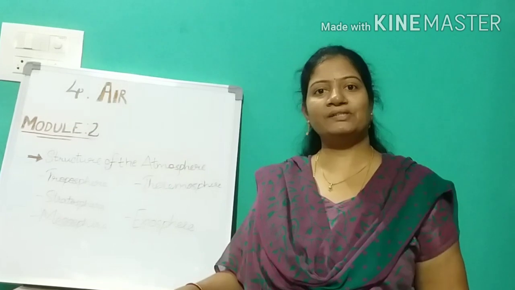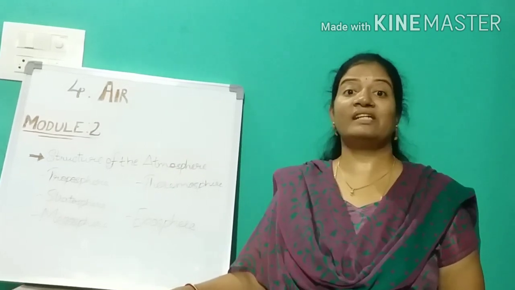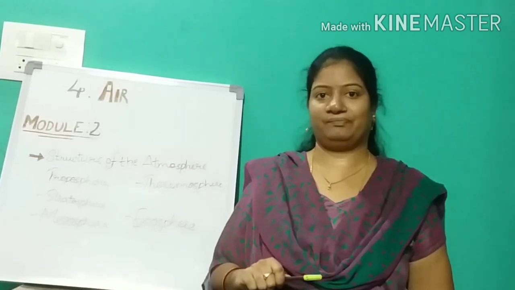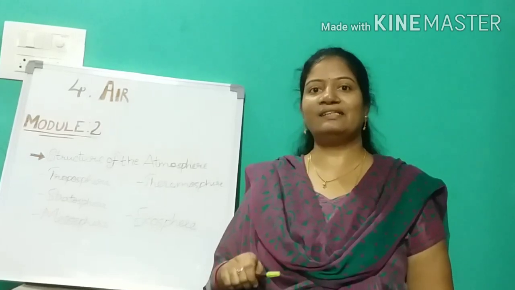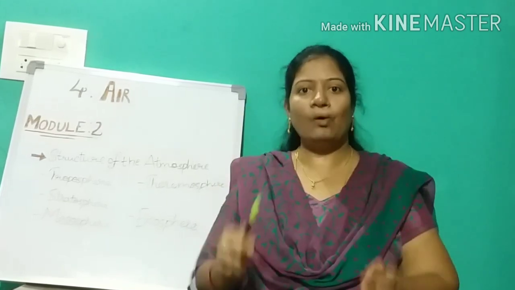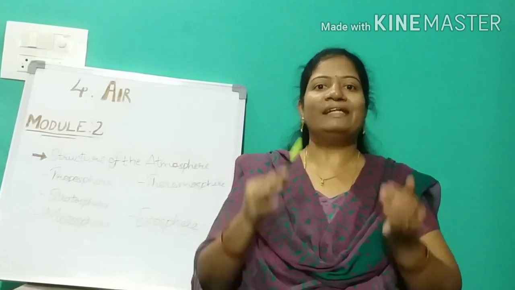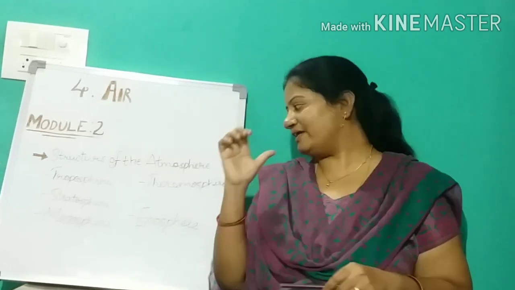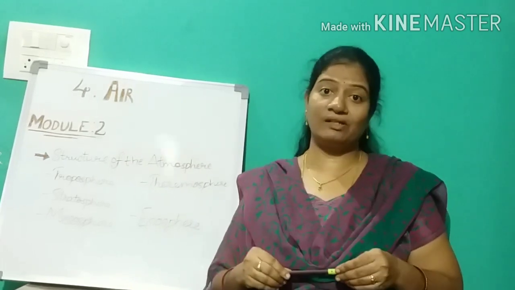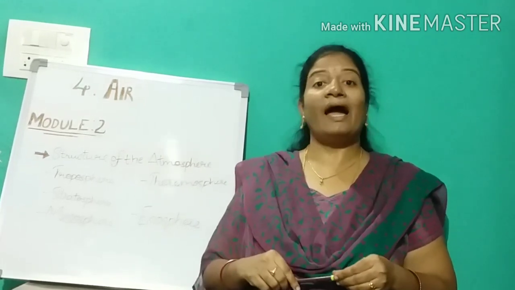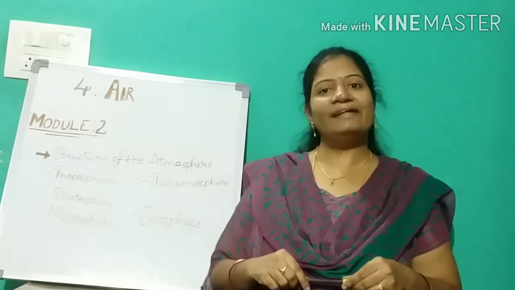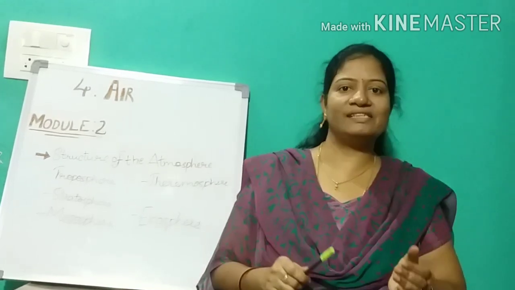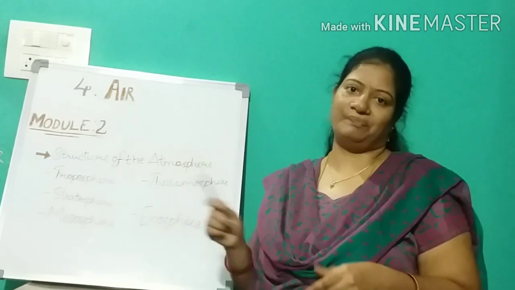Okay, so for that reason we can't determine its upper limit, right? And here the temperature is also very high, 5500 degrees Celsius. Okay, and here the density is very low and the air is very thin. Okay, only lighter gases we can identify here. Lighter gases means what are those? Yes, hydrogen and helium are the lighter gases. Only that kind of gases we can find here in the exosphere.